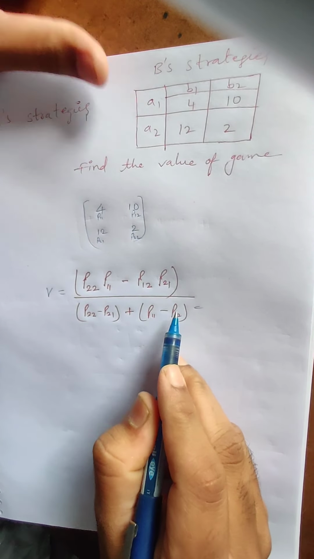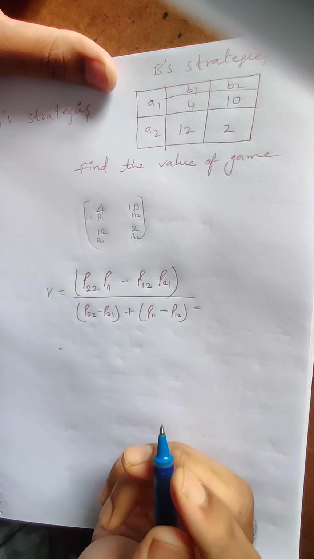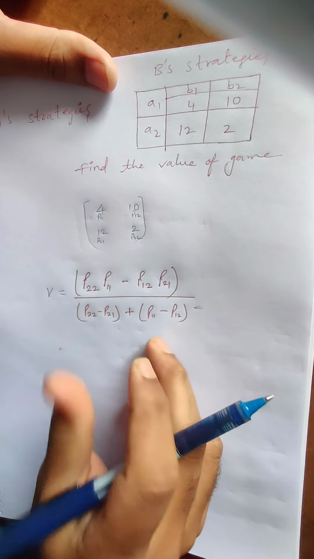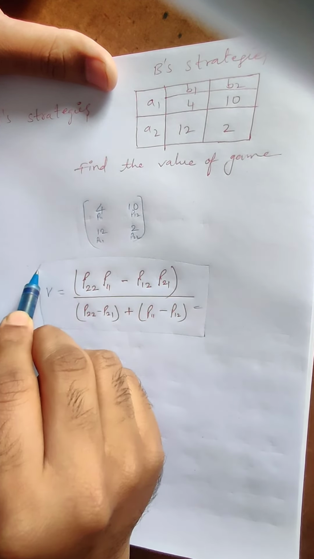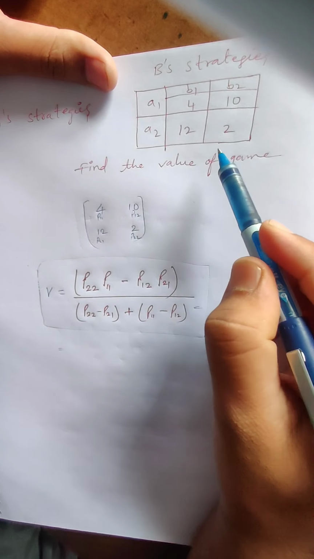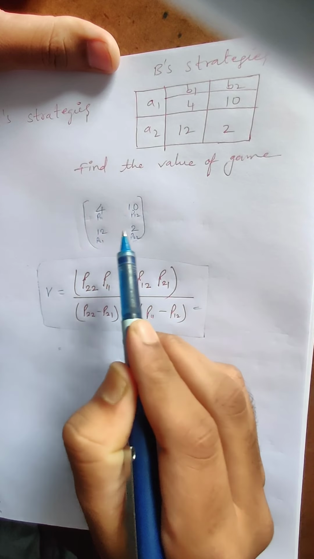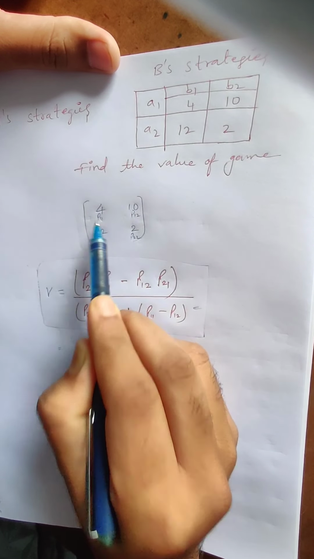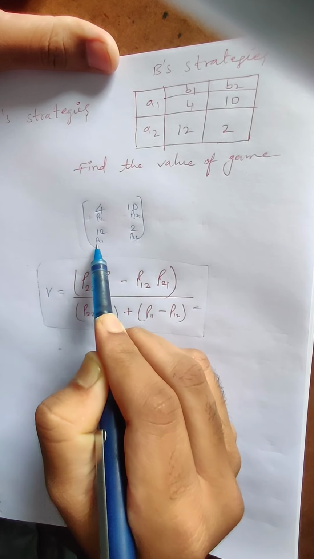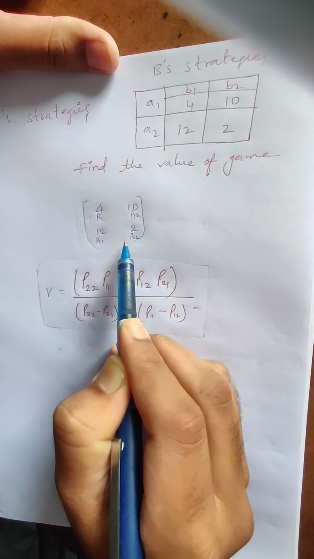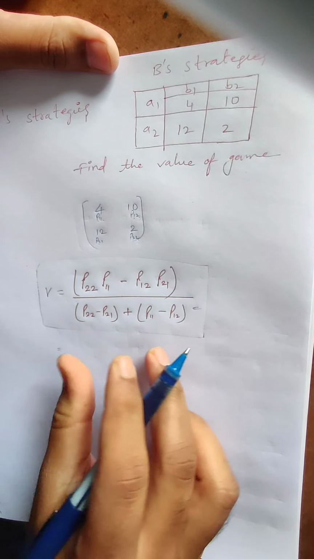You can go with this formula, which I discussed in game theory as the domination method. In the domination method, we use this type of formula. This is the formula into which we need to substitute the values. Whatever values we got in the question, I have taken in the matrix, that is 4, 10, 12 and 2. The first element is P11, that is row 1 column 1, and P12 is row 1 column 2. Here row 2 is P21, and this one is row 2 column 2, P22. We just need to substitute the values, that's it.